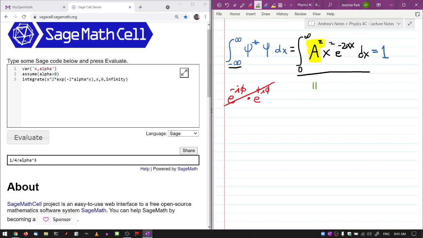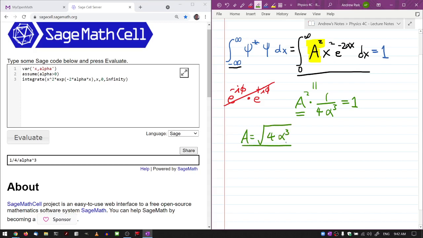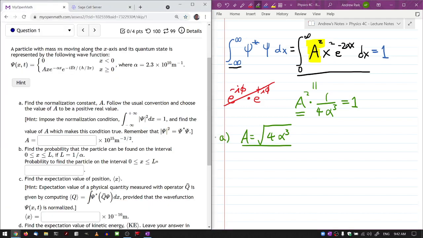So when I did this computer algebra system stuff, I factored out a squared. So it's going to be a squared times 1 over 4 alpha to the third power is equal to 1. So when you solve for a normalization constant, it'll be the square root of 4 alpha to the third power. So that's for a. I won't do the plugging in of the numbers. You can do that on your own.